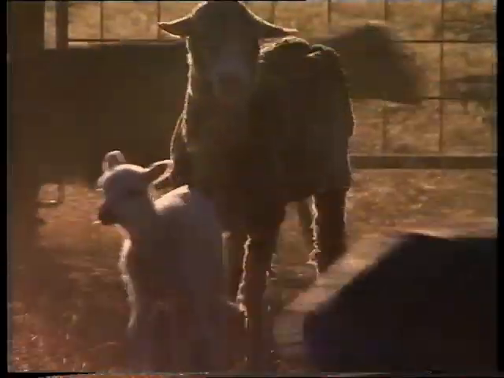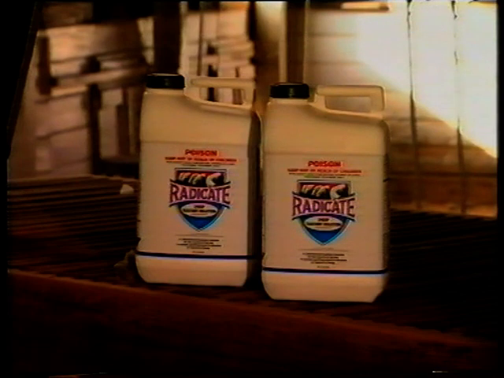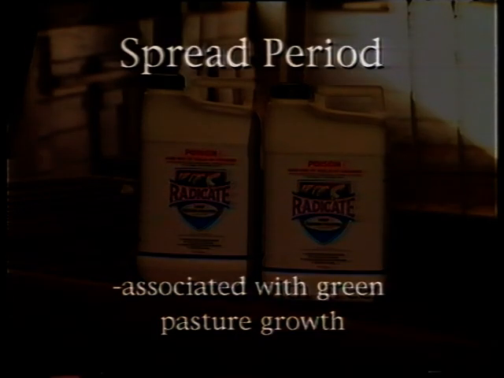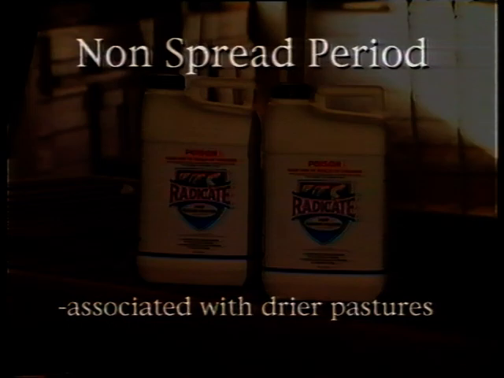There's two periods during the whole year that foot rot can be treated, the spread period and the non-spread period. The spread period is associated with green pasture growth, and this is where the disease is active and can easily be transmitted from one sheep to another. During the spread period, a rapid increase in the disease can occur if not quickly treated. The non-spread period is associated with dry pasture, and at this time, the disease is not transmitted through the flock.